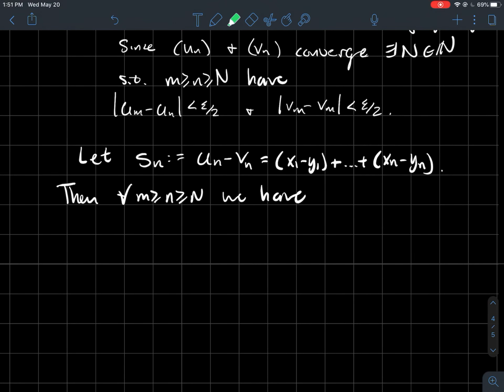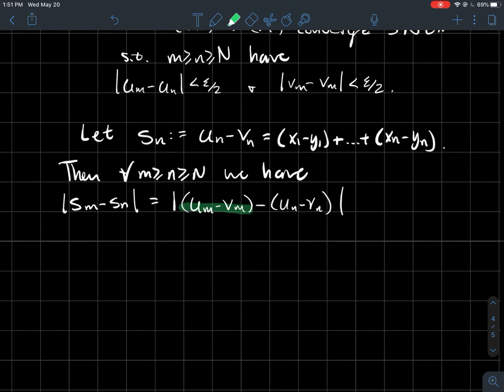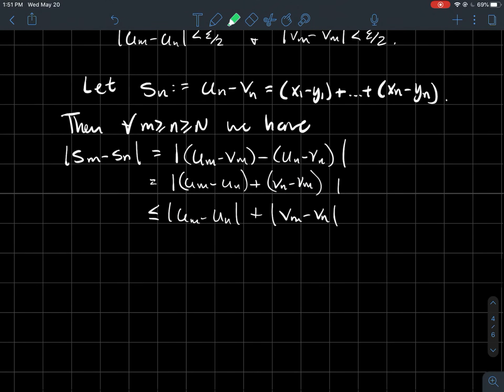So for all indices larger than or equal to that capital N, what do you get? The difference in these partial sums, the partial sums for the difference of xn and yn, would be equal to um minus vm minus un minus vn. We'll rearrange those parentheses inside: let's get the u's together, let's get the v's together, and let's use the triangle inequality. By hypothesis, I can go far enough out in my series so that each of these is less than epsilon over 2. Therefore, the difference in partial sums of the difference of the sequences is less than epsilon.